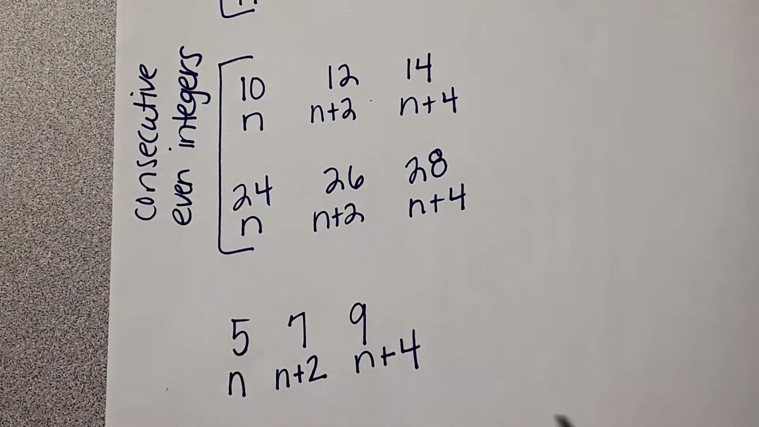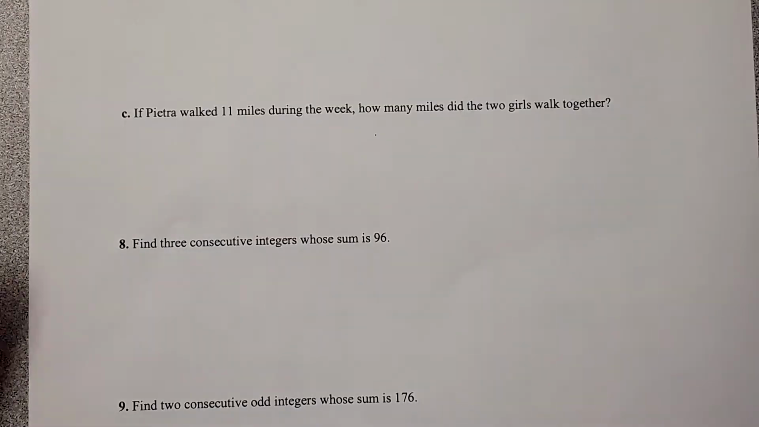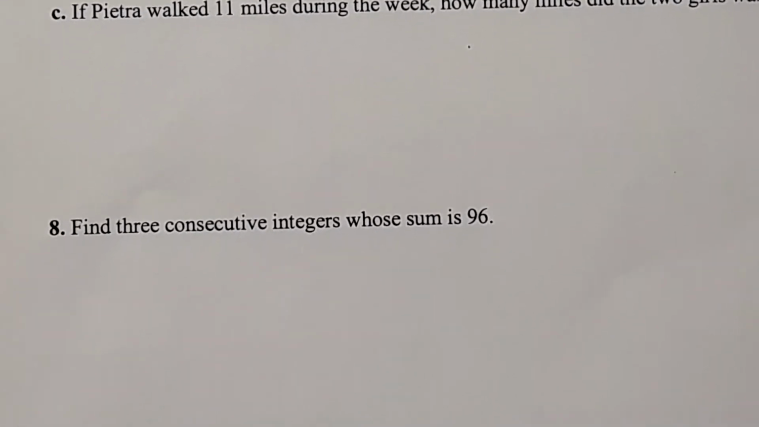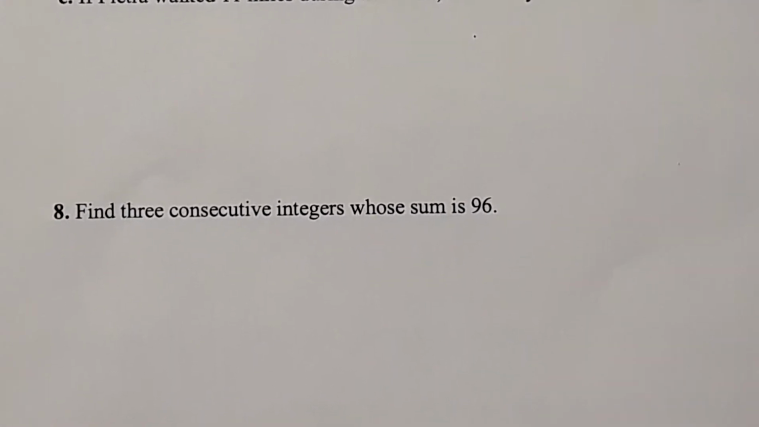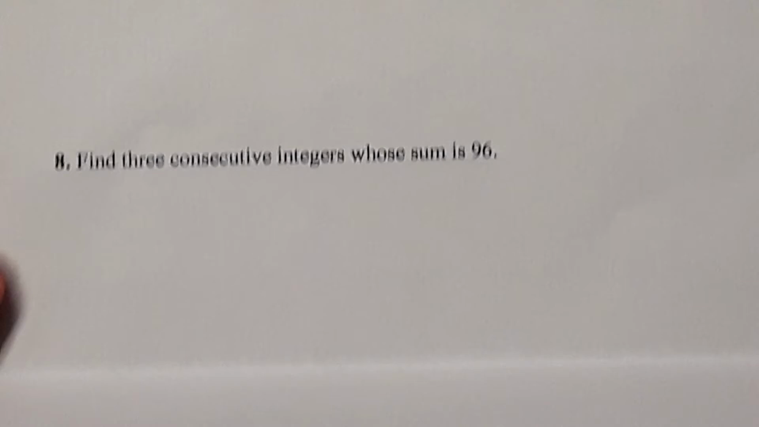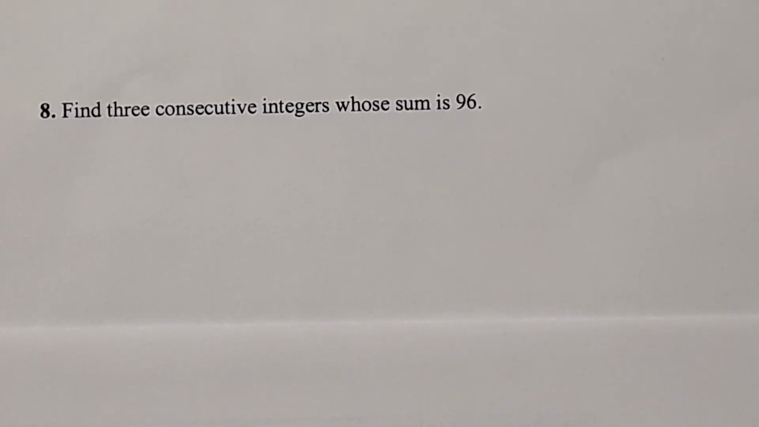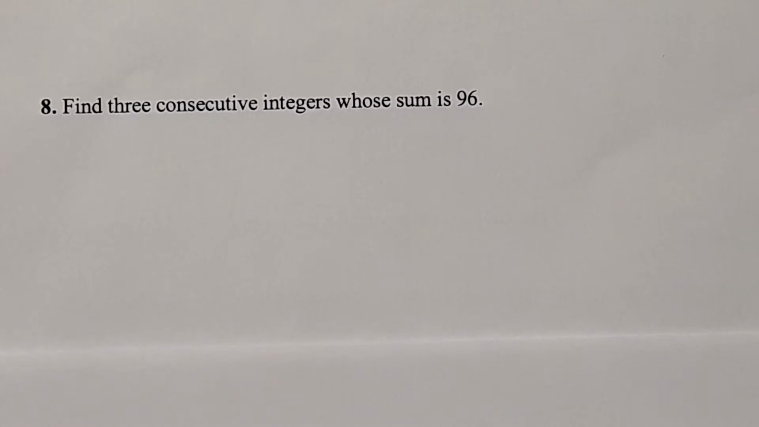Okay, so now we're going to go to number 8 on our notes. So if you don't have notes, go ahead and write down that first example. If you have them printed out, good for you. Okay, it says find 3 consecutive integers whose sum is 96. So, are we going to do n? Well, we're going to do n, but they're consecutive.